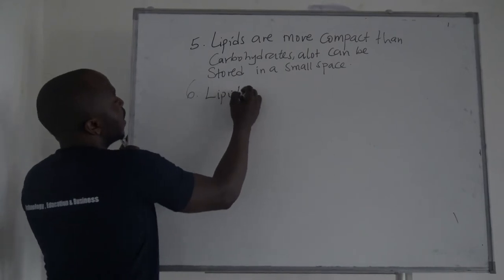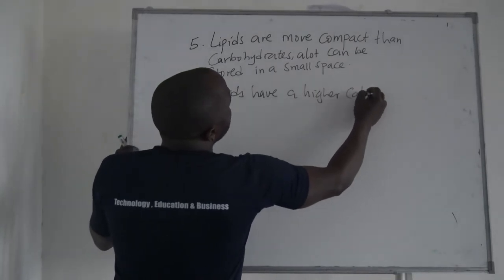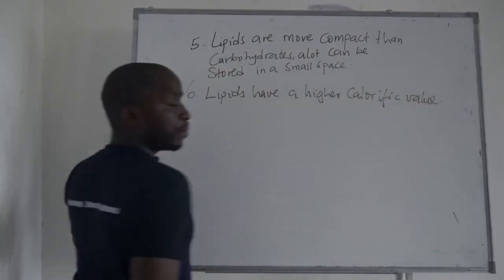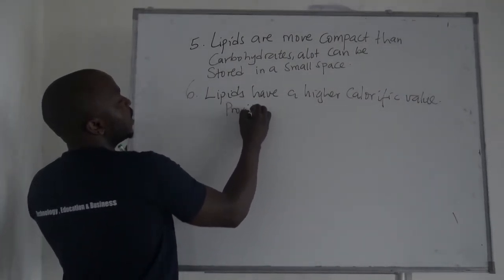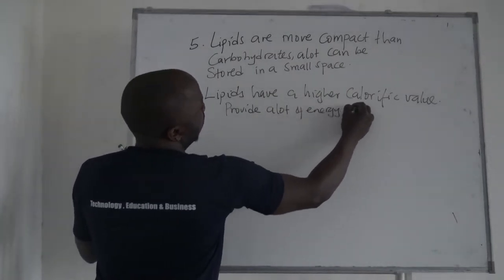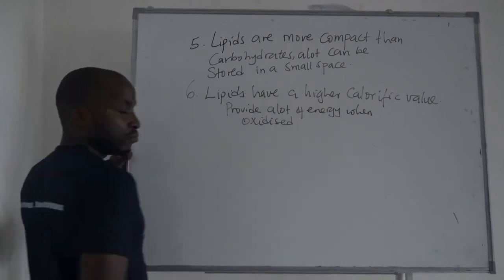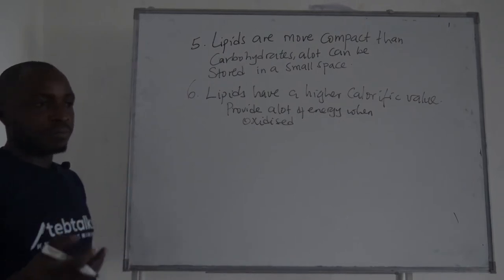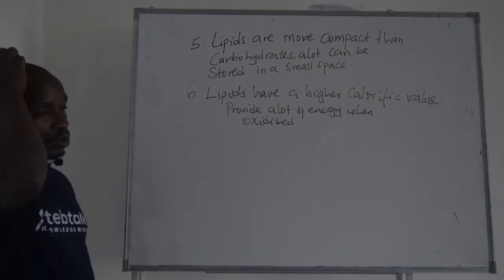Number six, lipids have a higher calorific value, meaning they provide a lot of energy when oxidized. When you break down lipids, a lot of energy comes from them, and that energy can run a lot of processes.